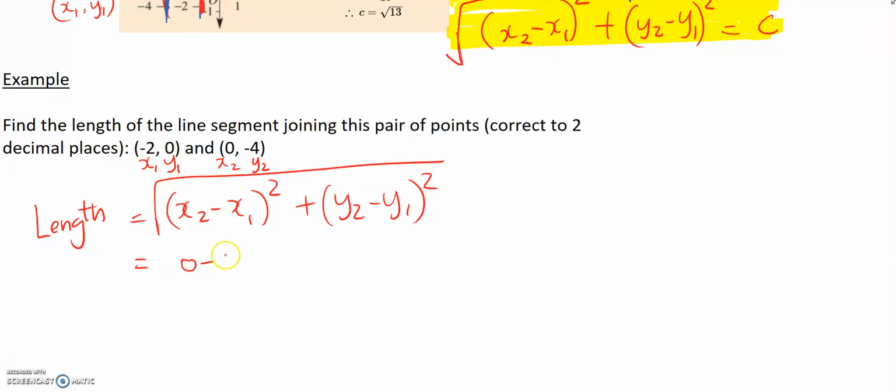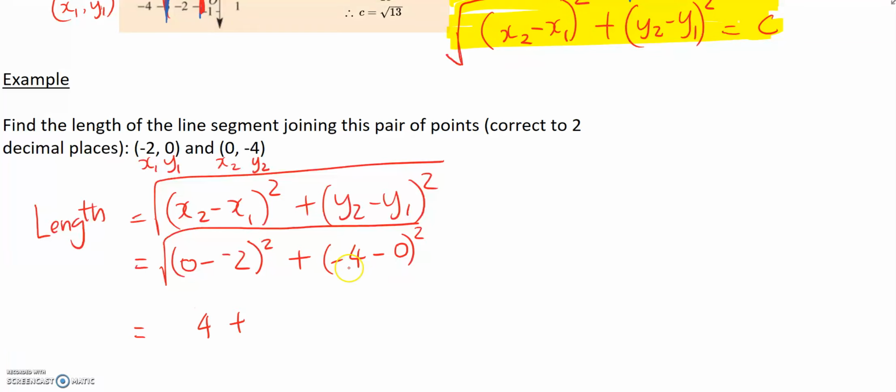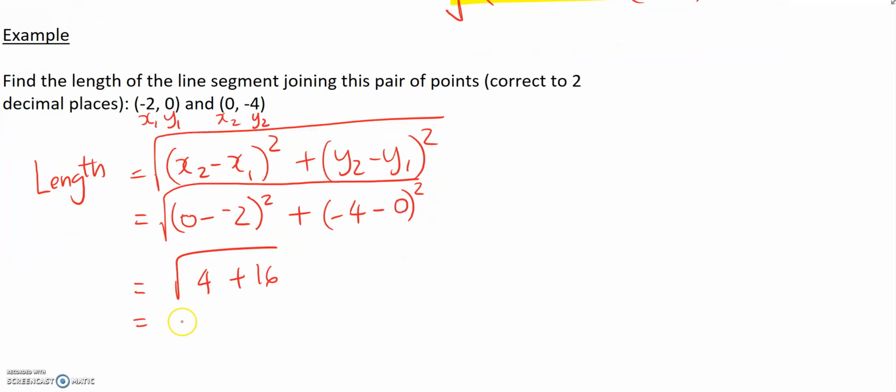So x2 is 0, take away x1 which is negative 2, square that, plus y2 which is negative 4, take away 0, square that, and then you find the square root. Which gives us 0 take away negative 2 is 2, 2 squared is 4, plus negative 4 minus 0 is just negative 4, square that is 16, 4 plus 16 is 20. So let's leave our answer in exact form. So therefore the length is equal to the square root of 20.